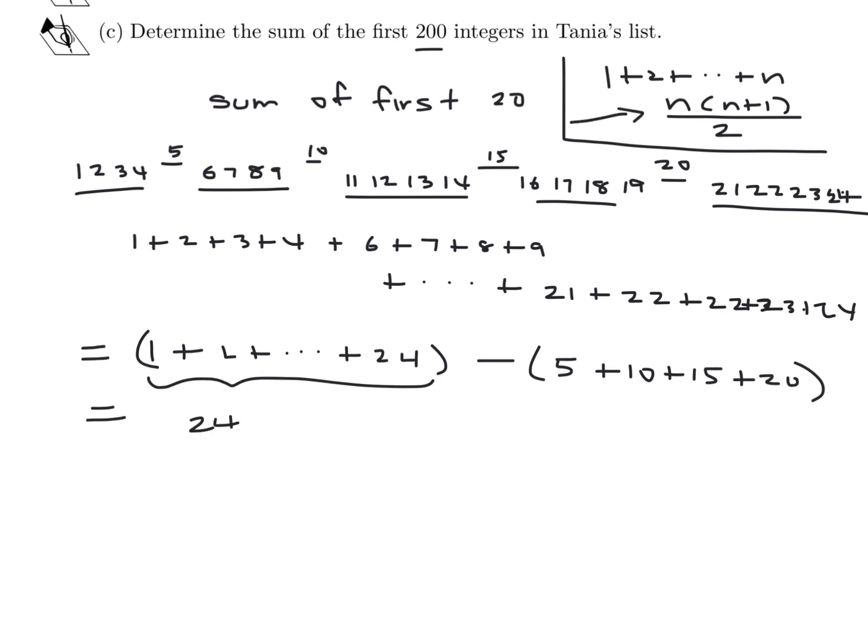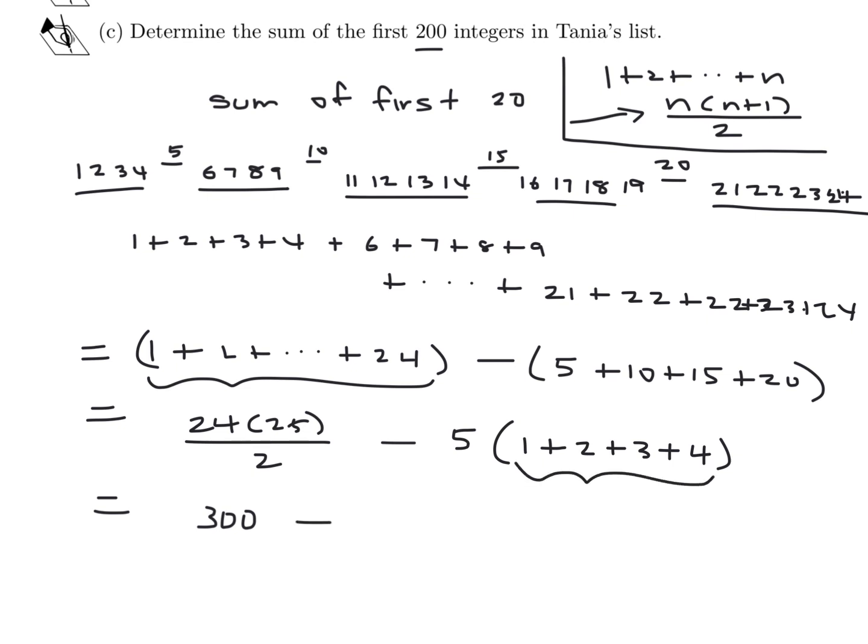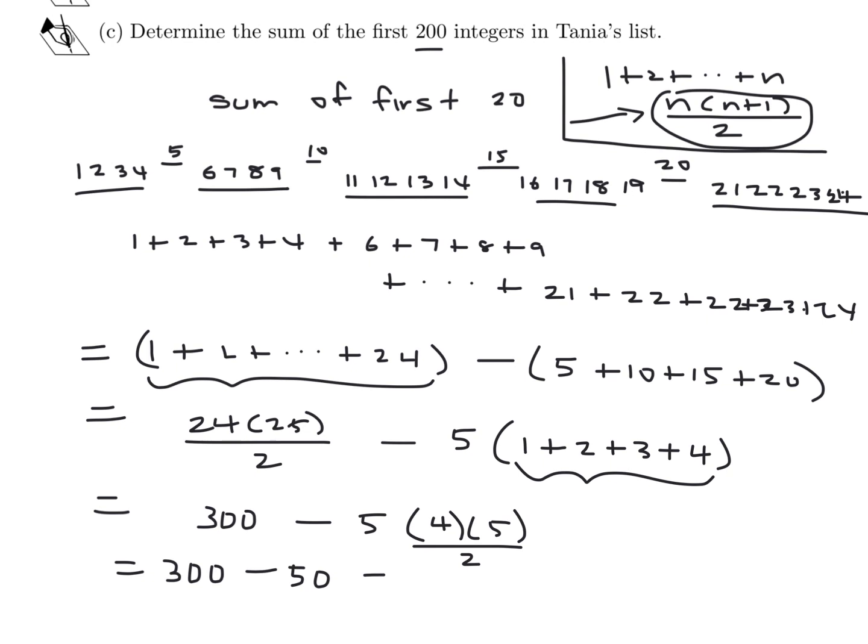So here we can just use this nice formula. That would be 24 times 25 over 2. And then for this, factor out the 5, and that would give you 1 plus 2 plus 3 plus 4. This, I believe, is 300. And here again, you can use the formula: 5 times 4 times 5 over 2. So this looks to me like 300 minus 50, which is 250. Okay, so that's basically how you would do this.